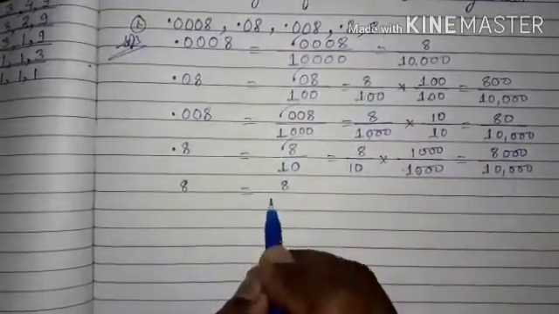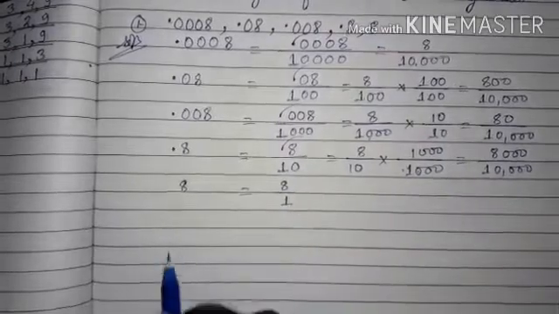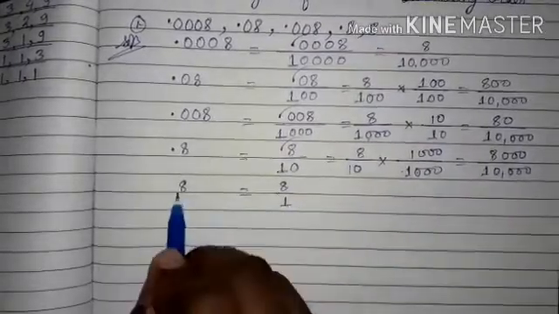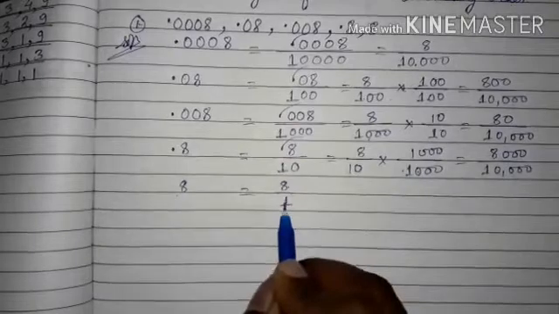Now the last number is 8. So 8 means 8 upon 1. The denominator is not given, which means we can write 1 here.